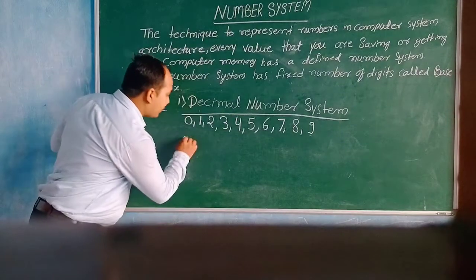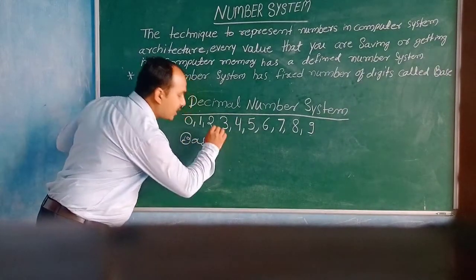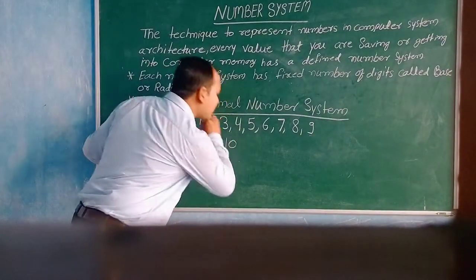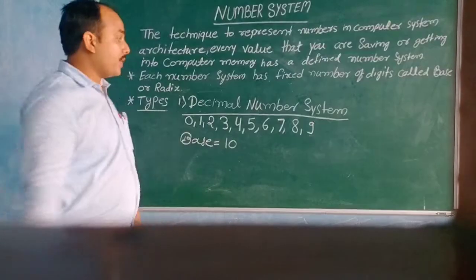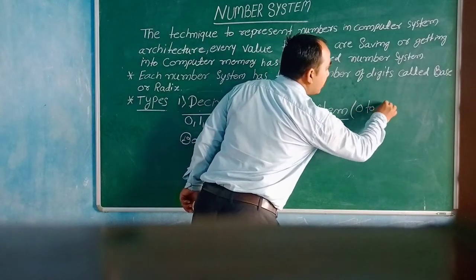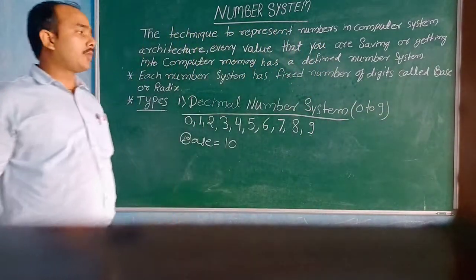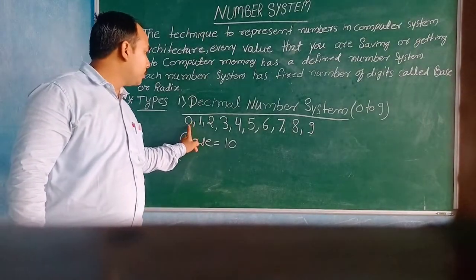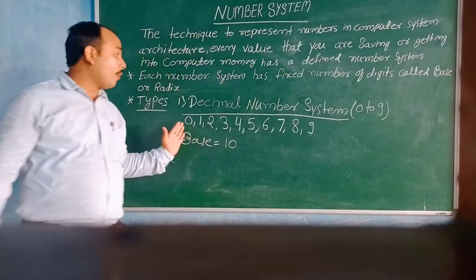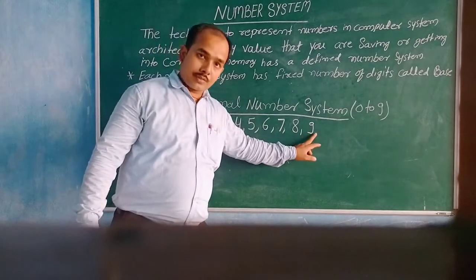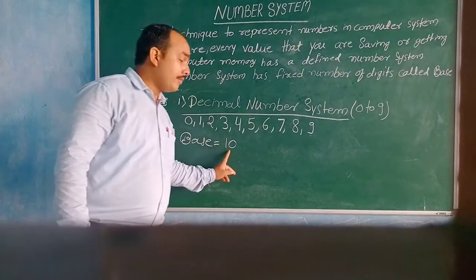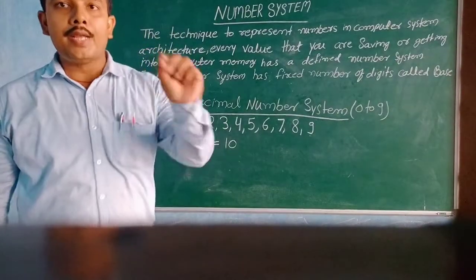So the base of the decimal number system. What is the base of the decimal number system? The base of the decimal number system is 10. Why are we saying the base of the decimal number system is 10? Because in decimal number system the digits 0 to 9 are present. So how many numbers? Total 10 numbers. So the base of the decimal number system is 10.